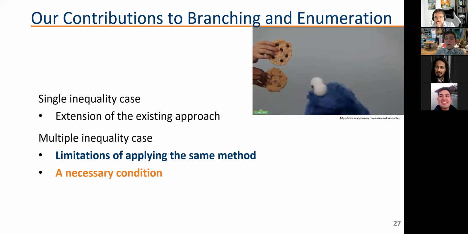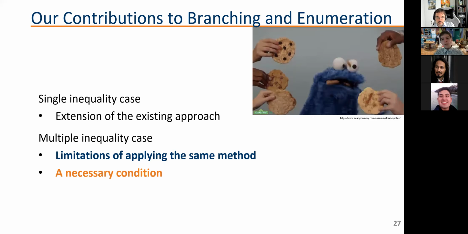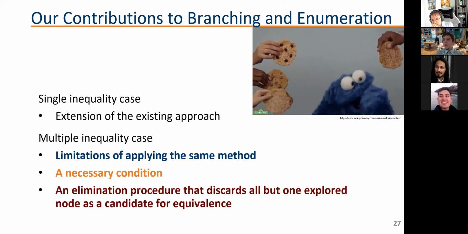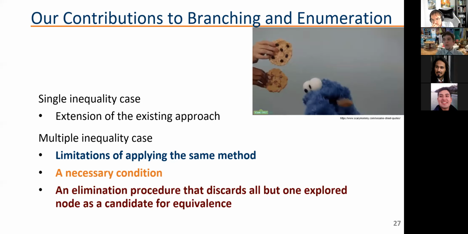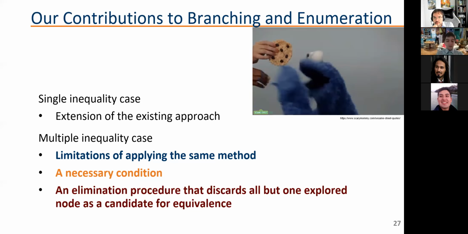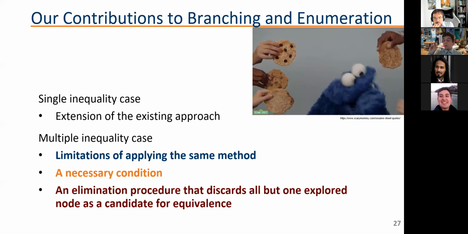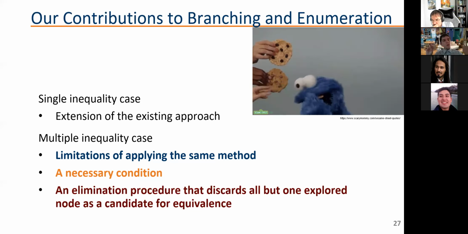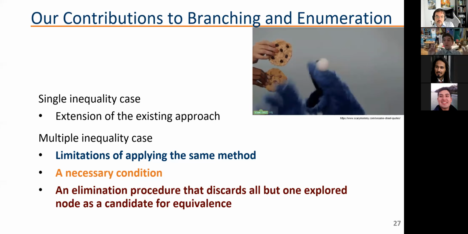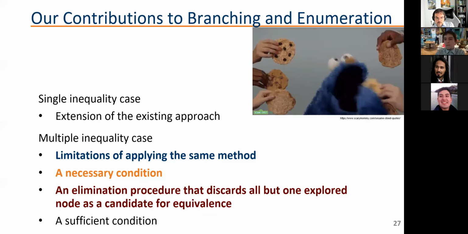We show that there is a necessary condition that can be used to tell whether two nodes can be equivalent or not, an explored node and a node that you haven't explored yet. And that you can use an elimination procedure to discard all but one of the explored nodes as potentially equivalent to an unexplored node. So you can remove most of the possible matches, and you come down to a problem of, okay, here is a problem that I'm going to explore, and here's the only subproblem from the past that could potentially be equivalent to this one. And finally, we have a sufficient condition to make sure that these two match.